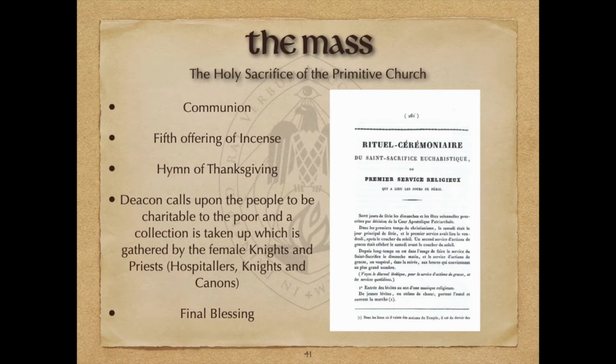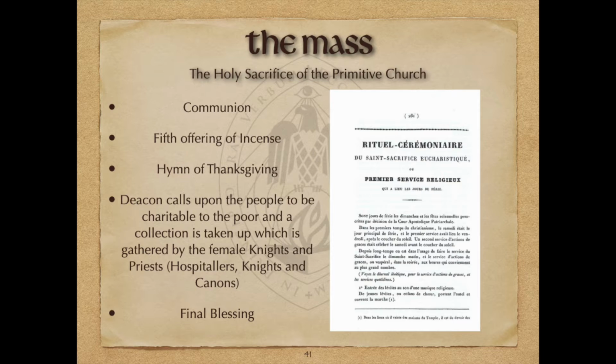So, hey, they're doing it half decently. They're not requiring money prior to the central element of the Mass. You get to take communion, and then they're hitting you up for cash, as it were. So the deacon calls upon the people to be charitable to the poor, and a collection is taken up. And this is significant, which is gathered up by the female knights and priests.